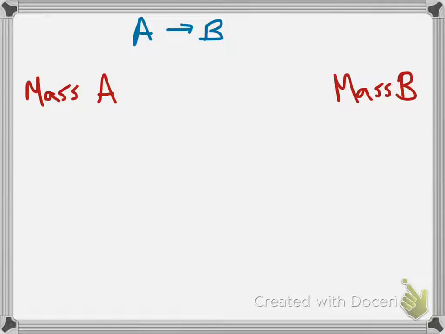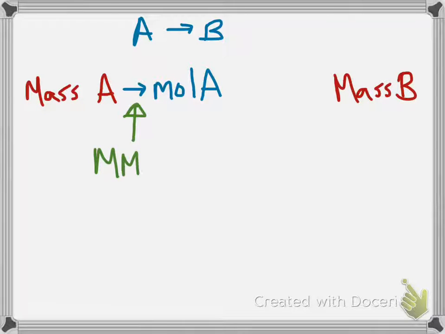So the mass of A, I can convert into moles of A, and I, again, will need to use my molar mass. So that's using the molar mass of A. And then my moles of A, I can convert into moles of B, and that is using the mole ratio from the balanced equation.